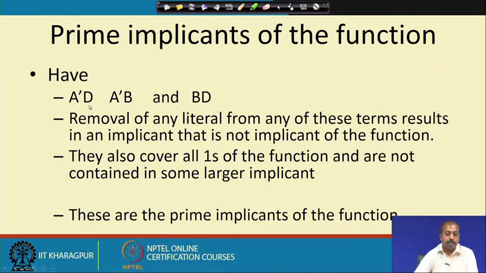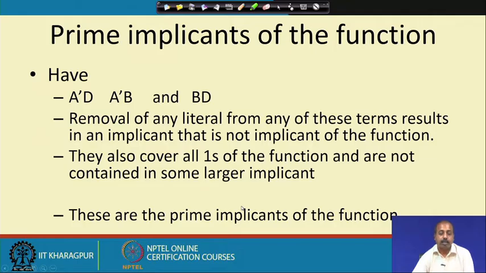So, this a bar d, a bar b and b d. If you remove any literal from these terms, it will result in an implicant that is not an implicant of the function. So, they cover all ones of the function and are not contained in some larger implicant. So, these are the prime implicants.